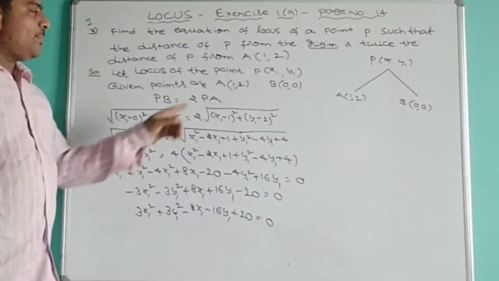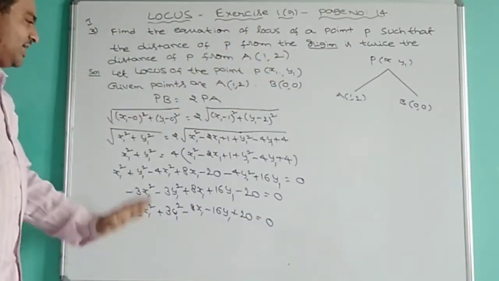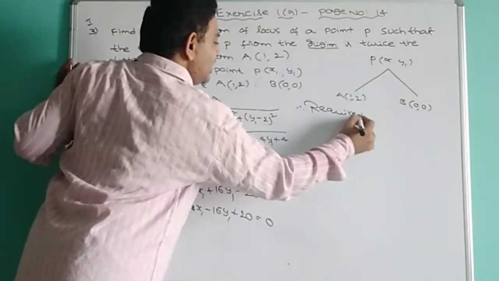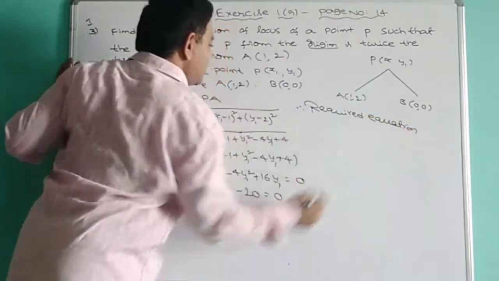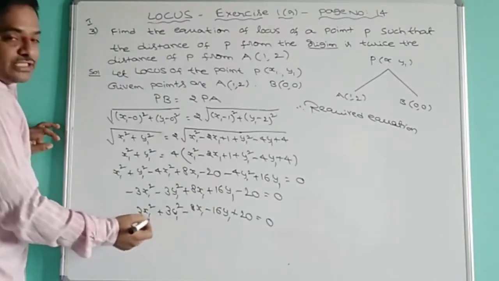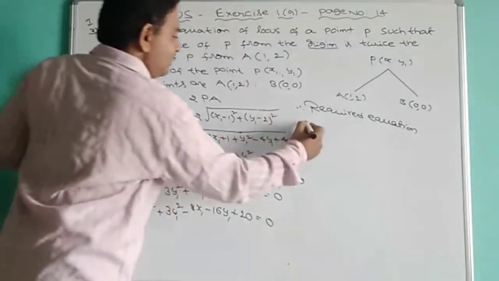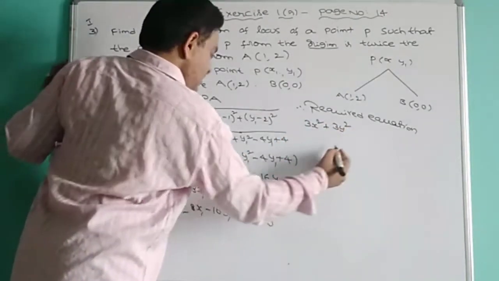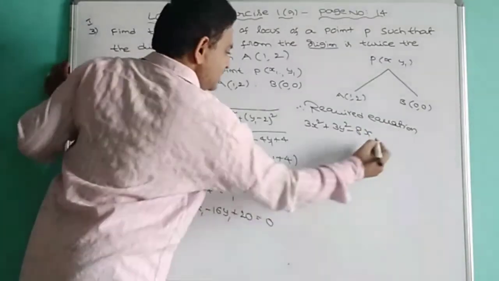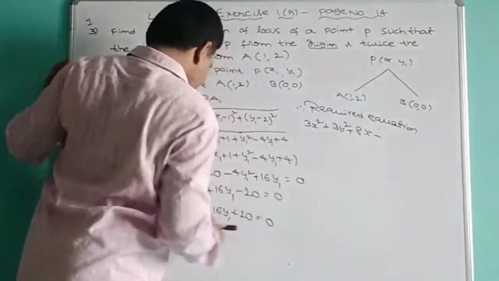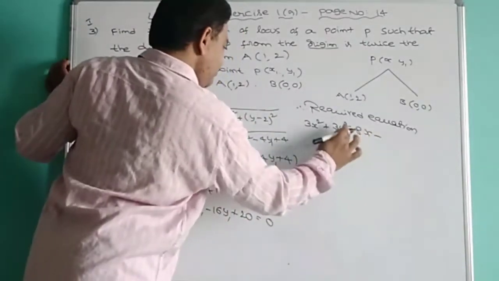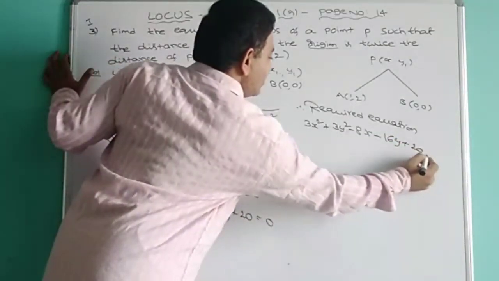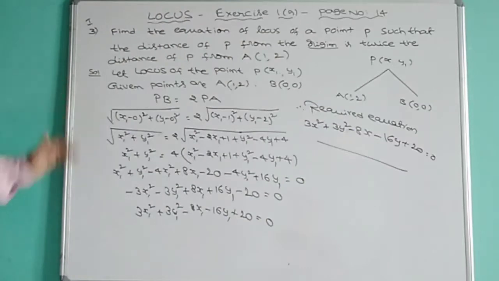The locus of the point is P(x1, y1), so the required equation for the given condition: remove the x1, y1 and rewrite as x, y. That means 3x square plus 3y square minus 8x minus 16y plus 20 equals 0. It is the required equation for the given condition.